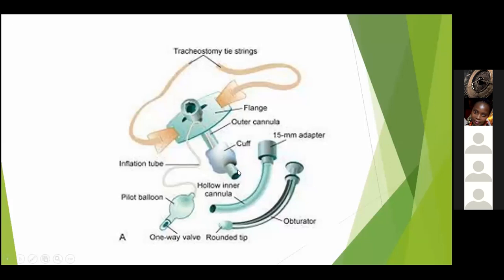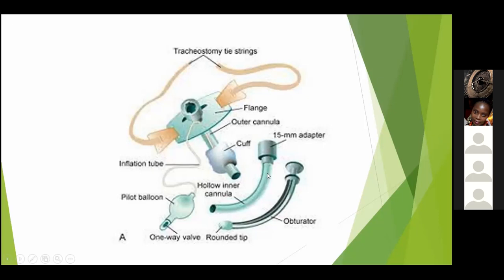So you have an outer cannula and these two tubes down below here. They go inside here, okay? So this is your outer cannula, and then this is an inner cannula, and then an obturator. When you're placing the tracheostomy into the trachea, they are all assembled together. And then after placing it, you remove the obturator so that the airway is patent, but you leave the inner cannula inside.